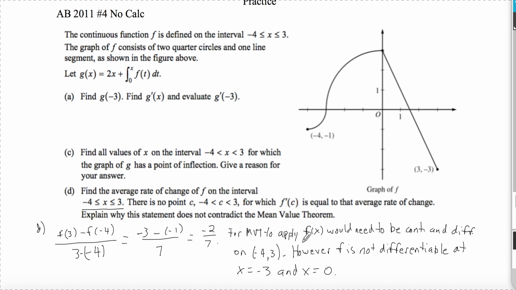So to apply the mean value theorem, f must be differentiable at each point on that interval. However, f is not differentiable at x equals -3 and 0. The statement does not contradict the MVT. Now almost 2 points, one for getting your average rate of change and one for stating your explanation for why the statement does not contradict the MVT.